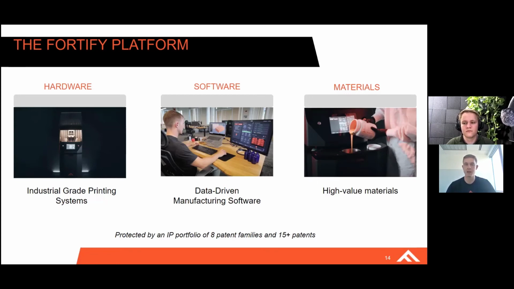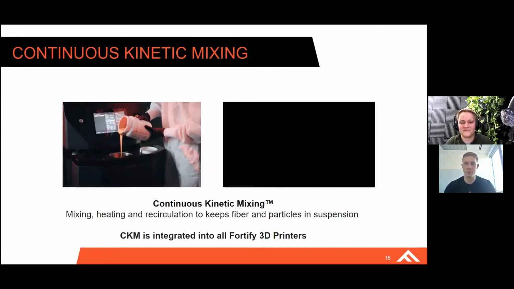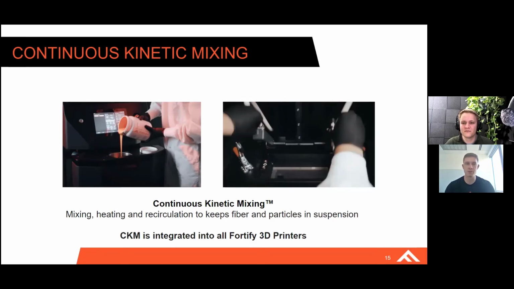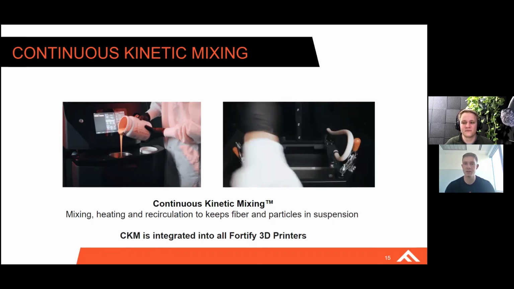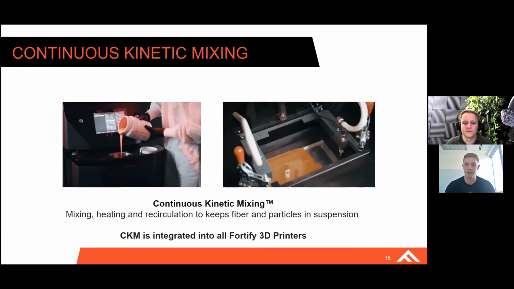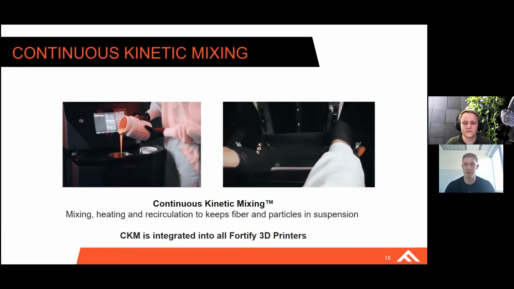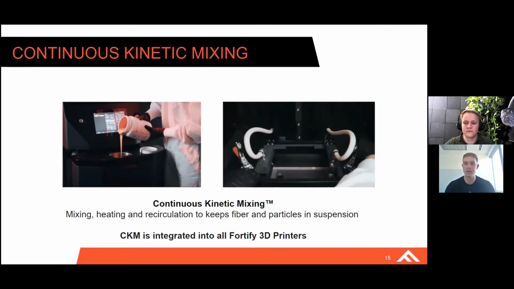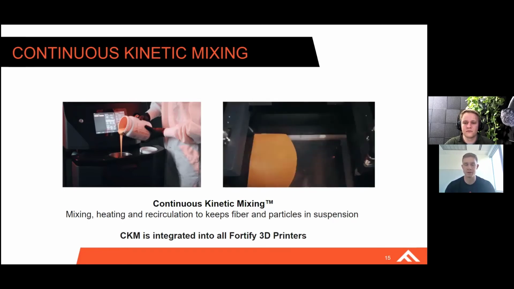We pair this with two onboard modules that really enable us to print these high-performance parts. The first one is our continuous kinetic mixing module. This allows us to suspend fibers within our resin in a homogeneous manner and then meter that resin throughout our reservoir so that we're always printing with good, low viscosity, evenly dispersed fibers in our material.